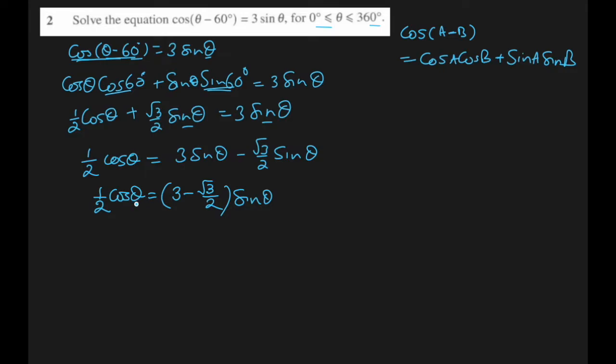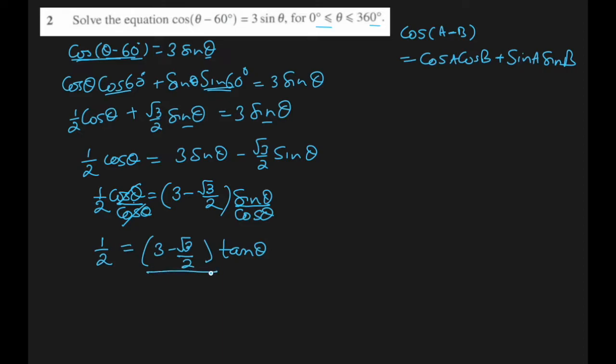Okay, now the angles are the same, but the ratios are different, and we can make them one ratio. Whenever you have sine and cos on two sides of an equation, always divide by cos. Why? Because we know that sine over cos is tan, and the cos will go from here. So what are we left with? Half equal to 3 minus square root 3 over 2 tan theta.